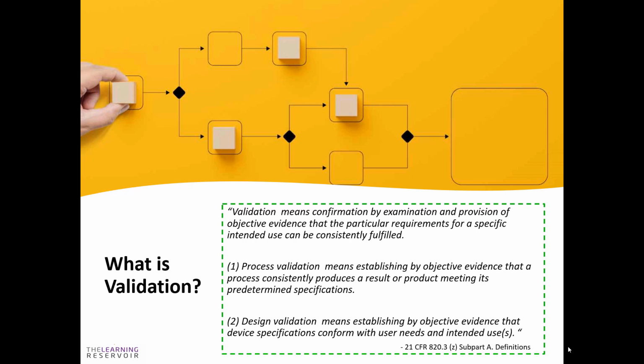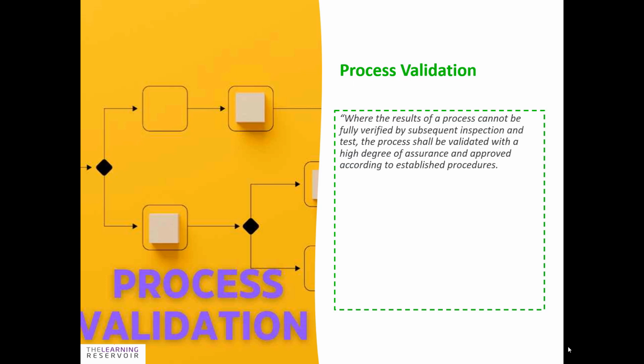It also defines design validation in subpart A, which is not the focus of this particular video, but design validation means establishing by objective evidence that design specifications conform with user needs and intended use. But still, it's the same concept. Basically, when you do a design validation, that means that your design has been checked to make sure that it is as per the design specifications and it will conform with the user needs and intended use. But for this video, we're focusing on process validation requirements that are contained within 21 CFR 820.